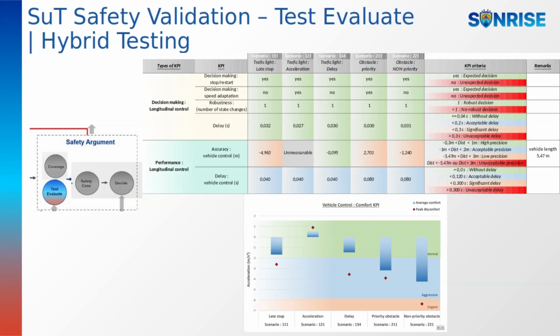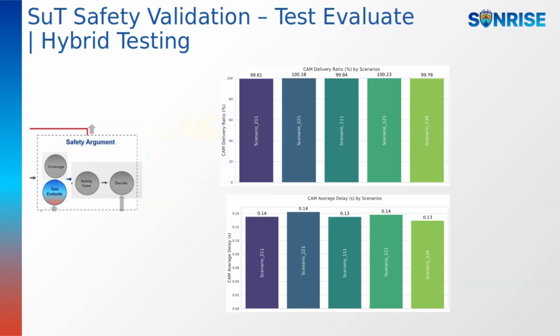Decision-making and longitudinal control KPIs are within expected and acceptable ranges, with acceptable control delay. However, longitudinal control accuracy is slightly low, indicated in orange. Comfort KPIs for average acceleration are mostly in the normal to aggressive range. In the non-priority obstacle case, discomfort reaches the urgent range due to the unexpected, priority-violating obstacle appearance.